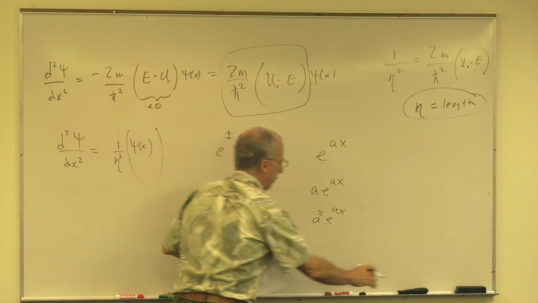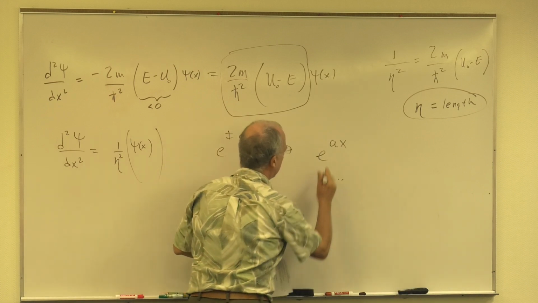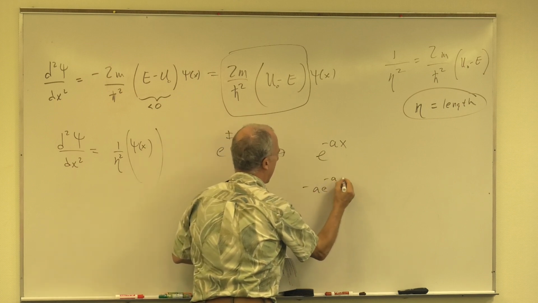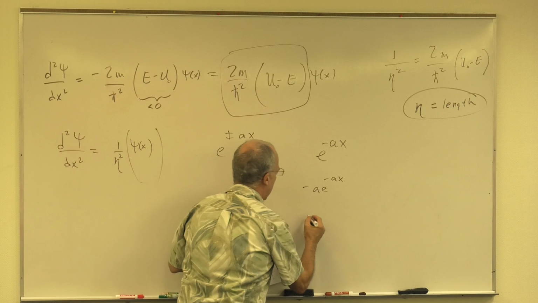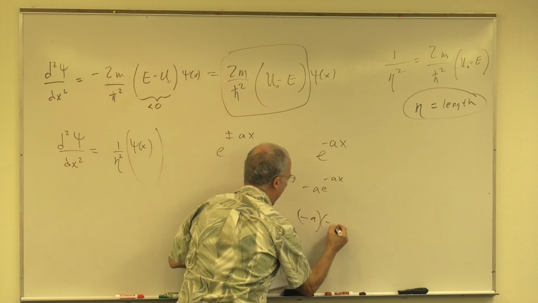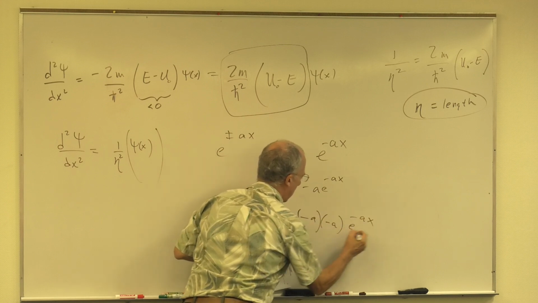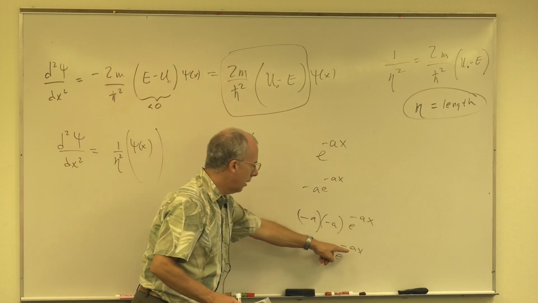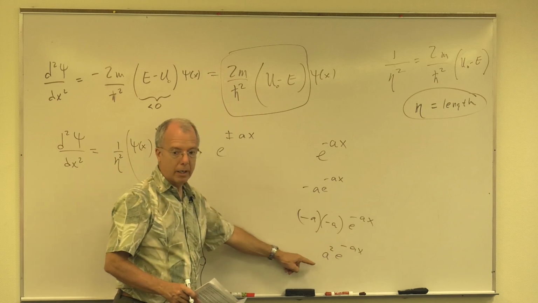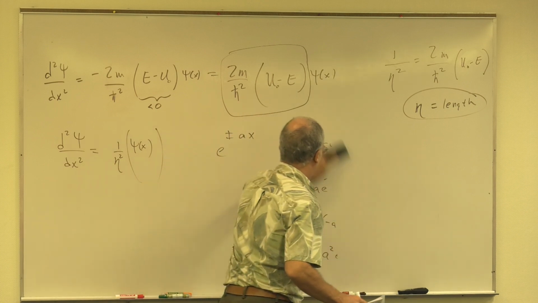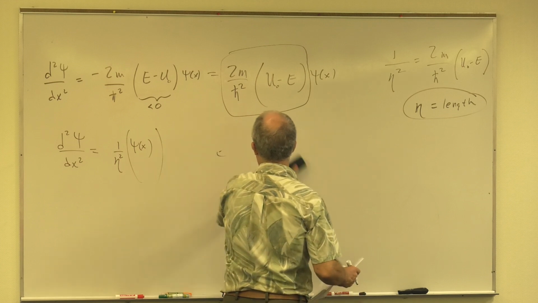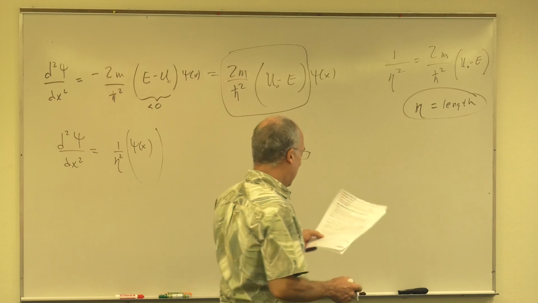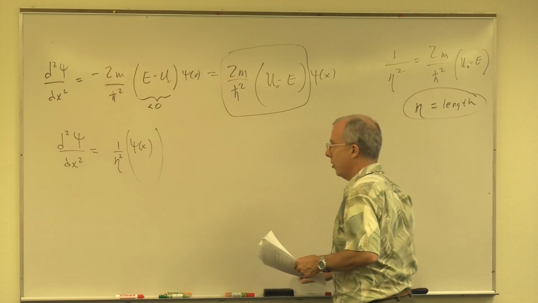If you have e to the minus ax, you differentiate it once, you get minus a e to the minus ax. Differentiate it twice, you get minus a times minus a e to the minus ax, so you get a squared e to the minus ax. You get the same function you started with, multiplied by a positive coefficient. So that's going to work, but again, you have to have two independent solutions.